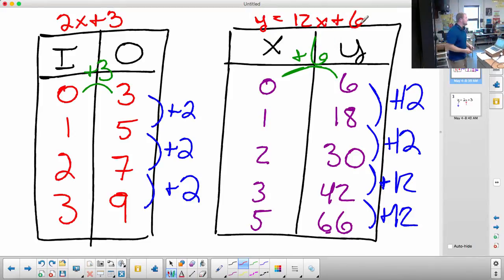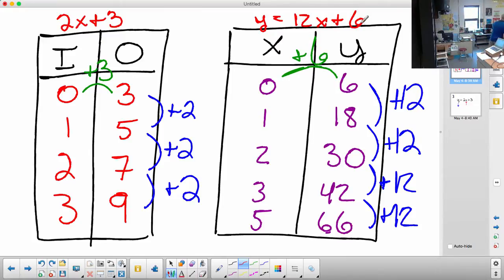How do I know it's not 6x plus 12? Because it won't work for any of the points. Try it. 6 times 5 would be 30, plus 12 would be 42. 5 does not have an output of 42, so it wouldn't work. And if you plugged a 3 into that 6x plus 12, 6 times 3 is 18, plus 12 would be 30. So actually it's 1 short each time.